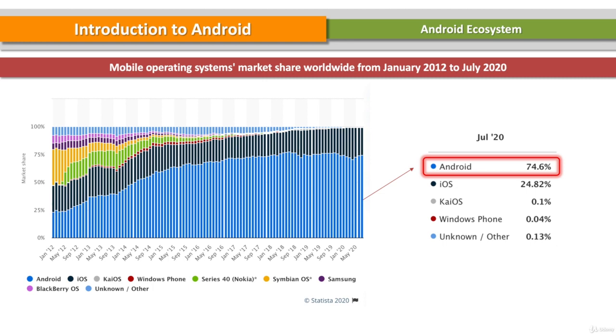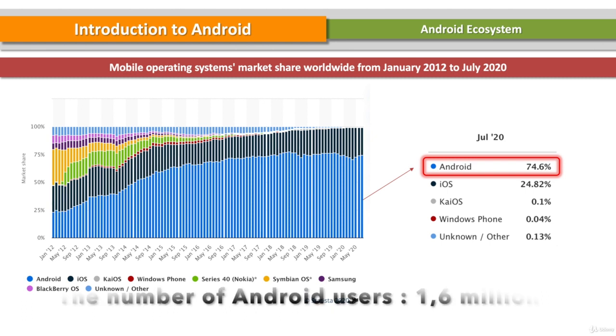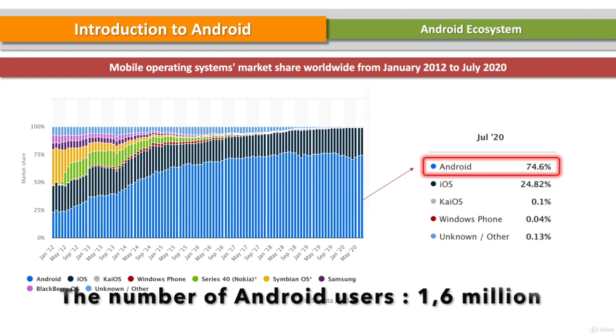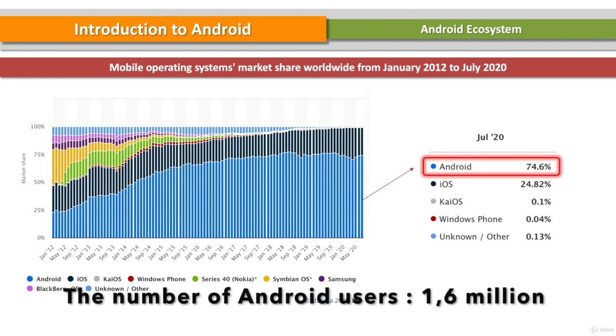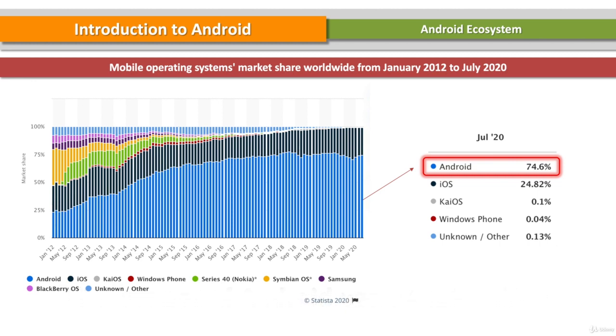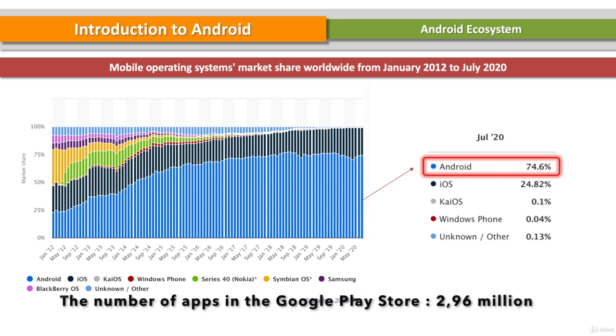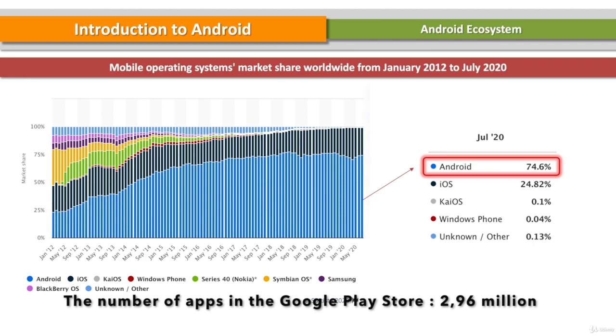Android and Apple iOS, of course, jointly possess almost 99% of the global market share. 1.6 billion of the 3.5 billion people using smartphones all over the world are Android users. And the number of available apps in the Google Play Store is 2.96 million. These are huge numbers, wouldn't you agree?